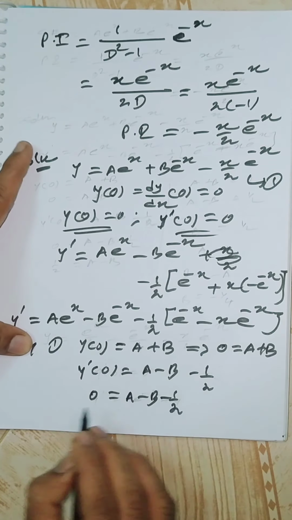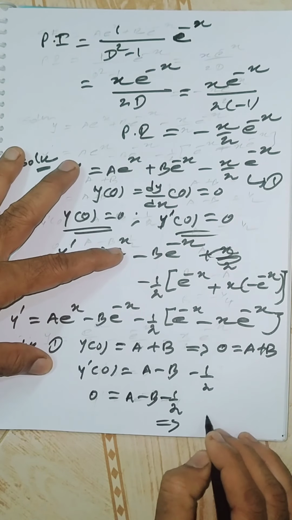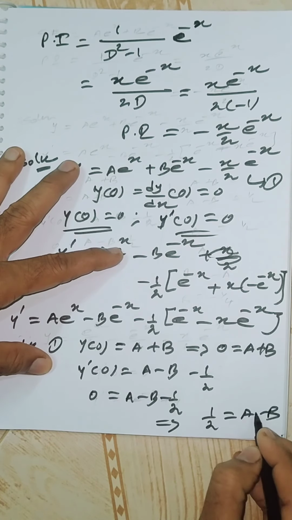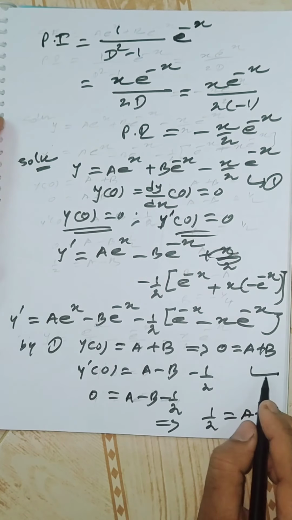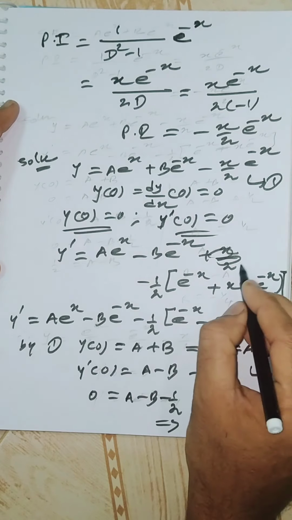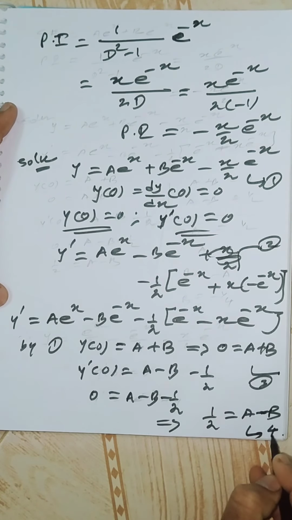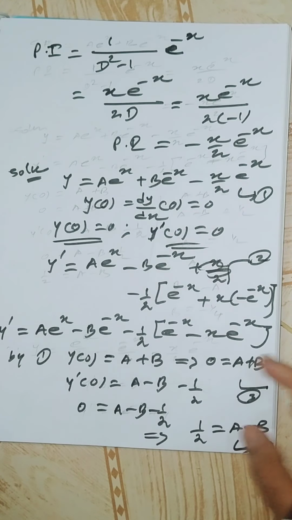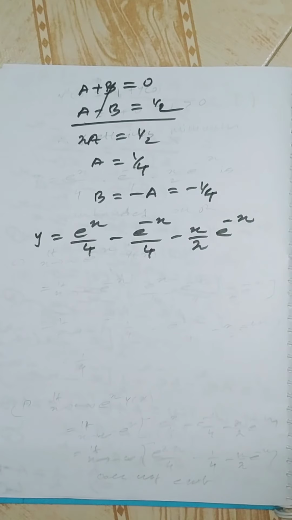minus 1 by 2. So bring it to the left hand side. So what we are getting actually is 1 by 2 equal to A minus B. So we are going to solve this equation. Already this one is 2, I take this 3 and 4. Please note, I am going to solve these two equations and get the A and B values. Is it right? Okay, next step.